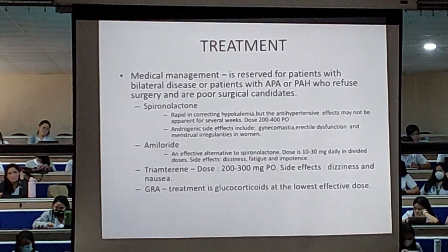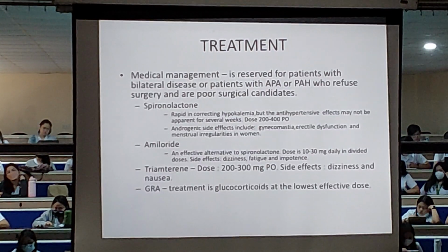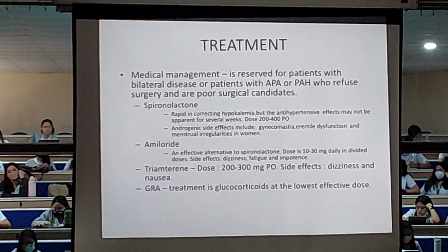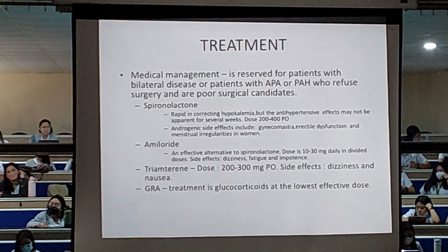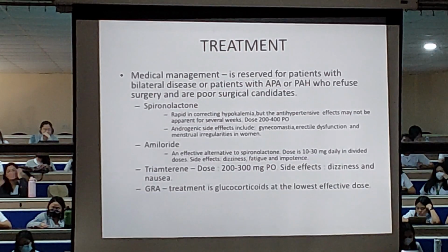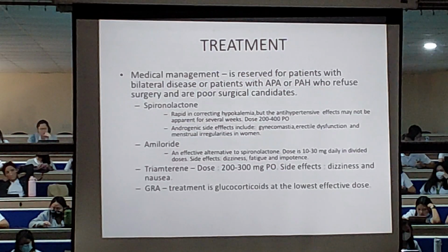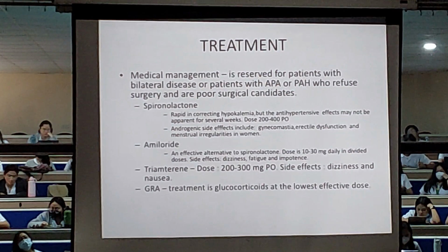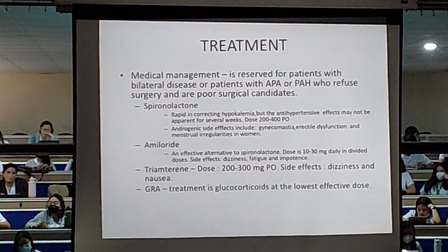And for glucocorticoid-remediable aldosteronism, this is a condition that is not treated with adrenalectomy. It can be treated with glucocorticoid at the lowest effective dose. So the treatment for glucocorticoid-remediable aldosteronism is glucocorticoid replacement or low-dose glucocorticoid.